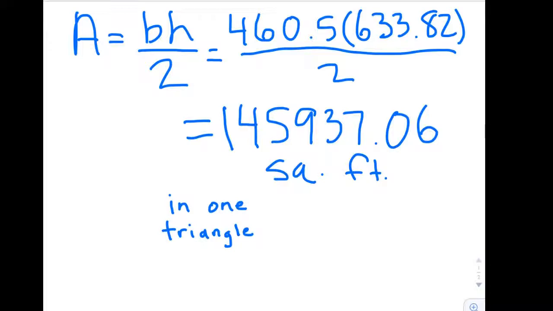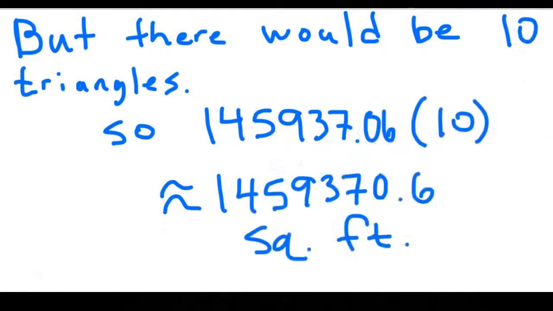To find the area of a triangle, I take base times height and divide it by 2. When I plug that in, I get 145,937.06 square feet in one of my 10 small triangles. But since there would be 10 of those small triangles, I have to multiply that by 10, and I get 459,370.6 square feet.